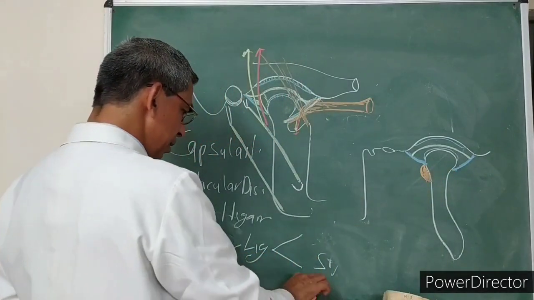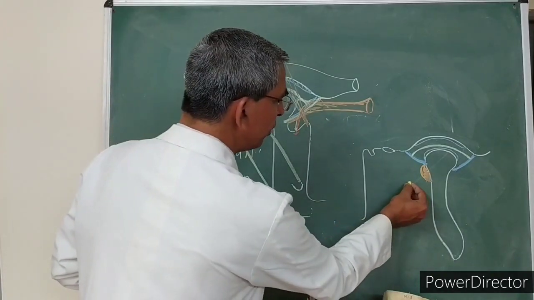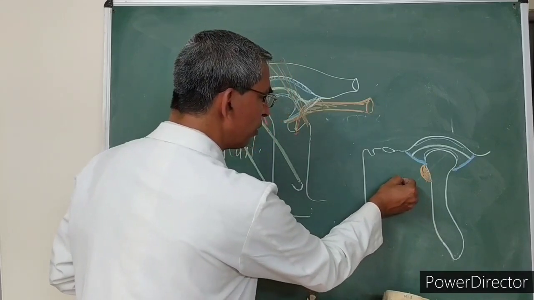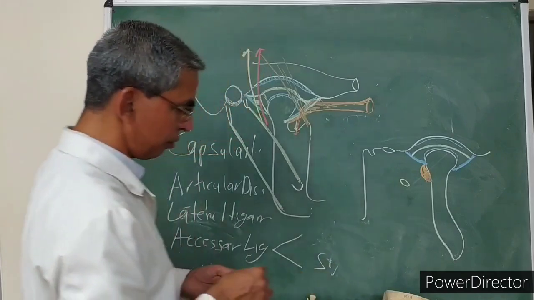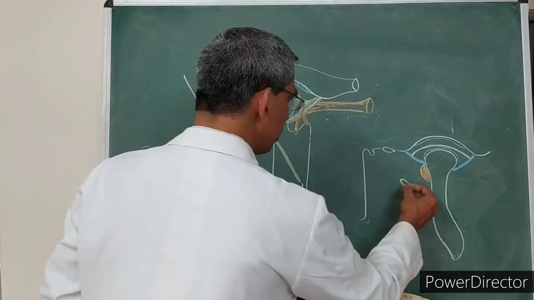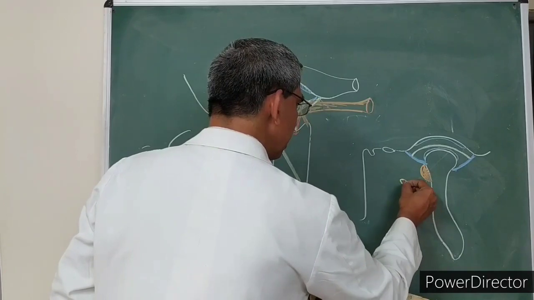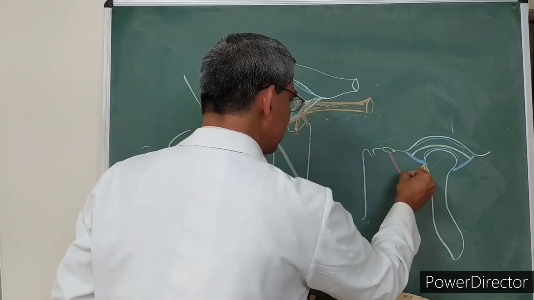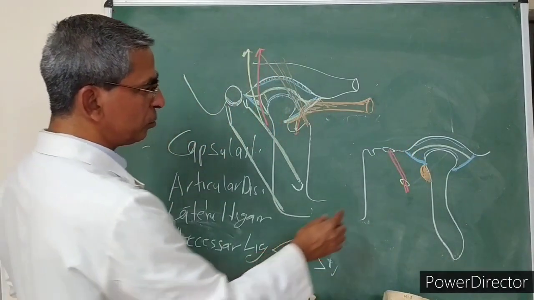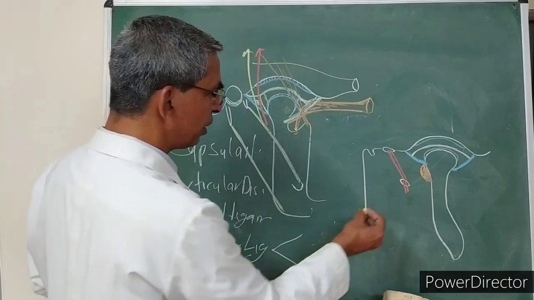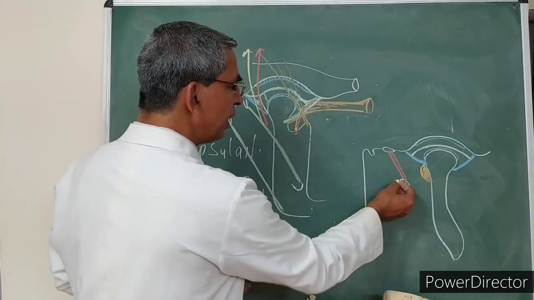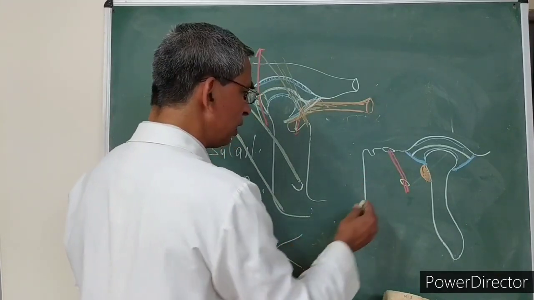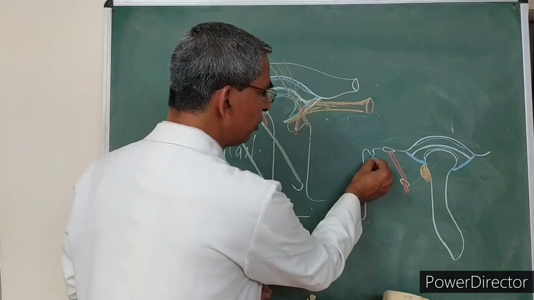Okay. Then there are the two roots of the auriculotemporal nerve here. Between the two roots of the auriculotemporal nerve, the middle meningeal artery passes here. It ascends up here. Okay. And then posteriorly here is the sphenomandibular ligament. I told you this is the sphenomandibular ligament, from the spine of the sphenoid bone.